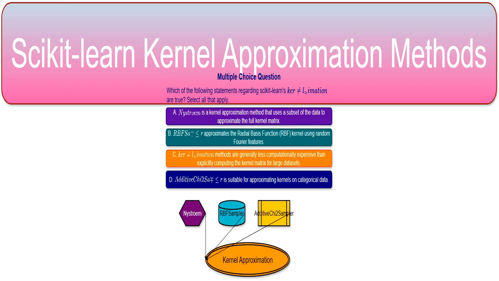I'm talking about a collection of techniques in the scikit-learn library that help you speed up support vector machines, SVMs, by cleverly approximating the kernel matrix. This is super helpful when you're dealing with massive datasets where computing the entire kernel matrix would be painfully slow. Think of it as a shortcut that gets you pretty close to the exact result without all the extra work.